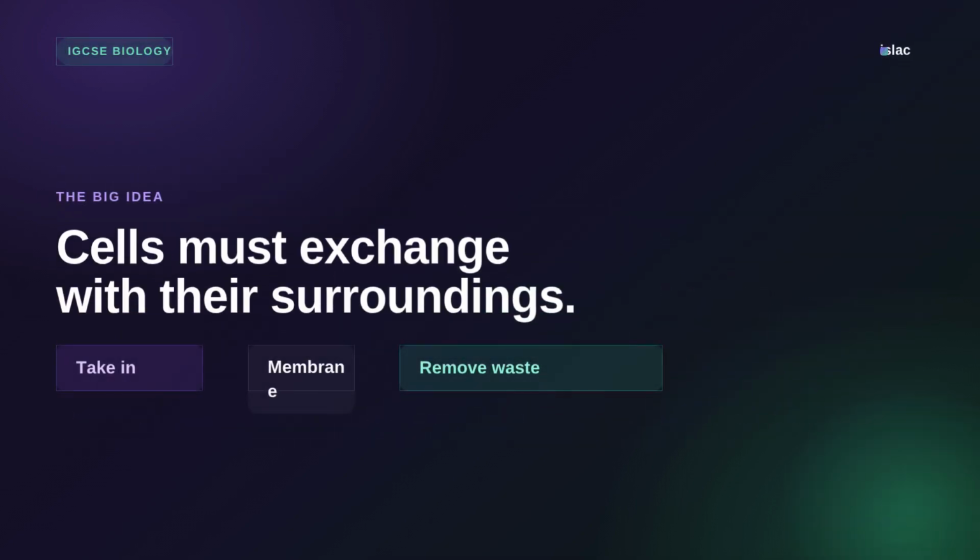Hold on to one idea first. A cell is never sealed off, it constantly takes in what it needs and removes its waste. Everything has to cross the cell membrane, and there are exactly three ways it happens.